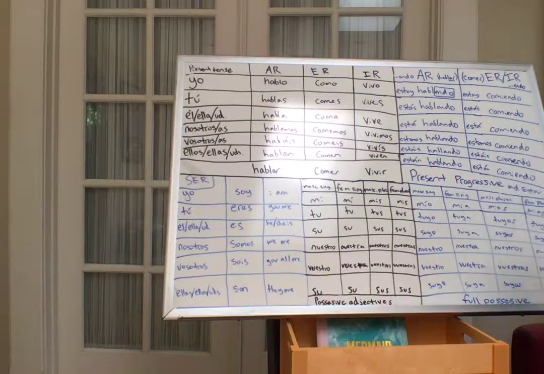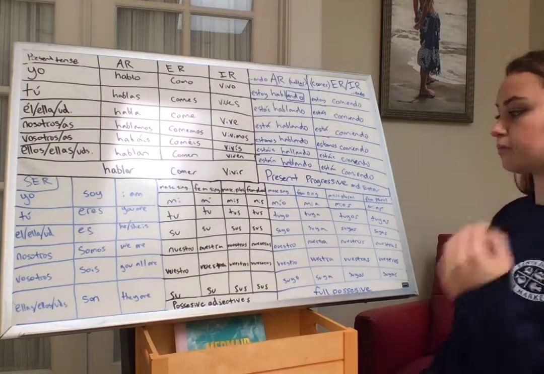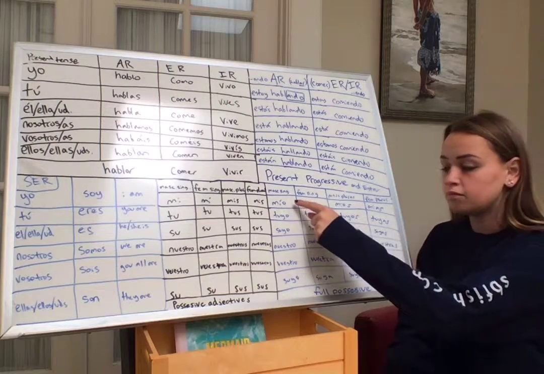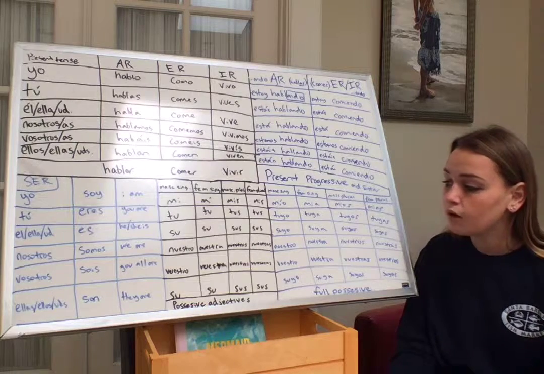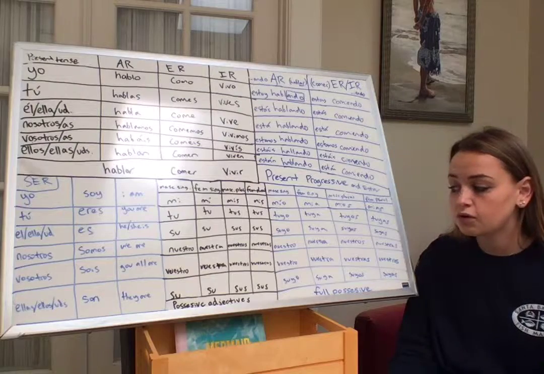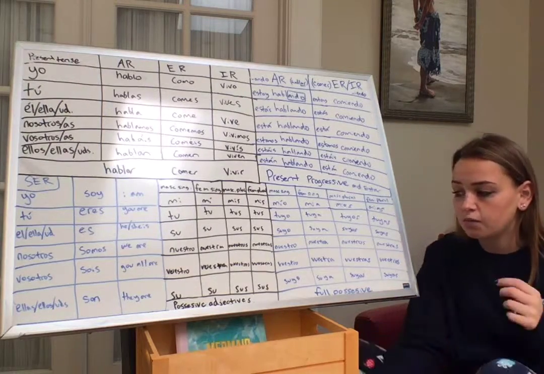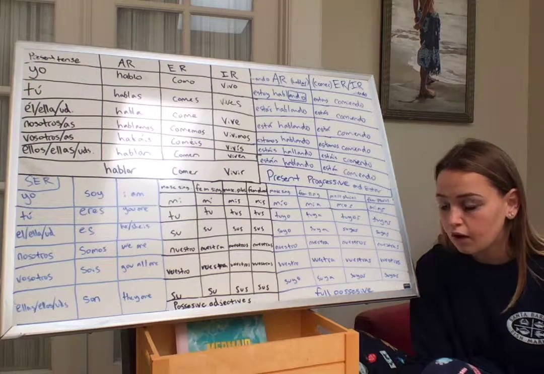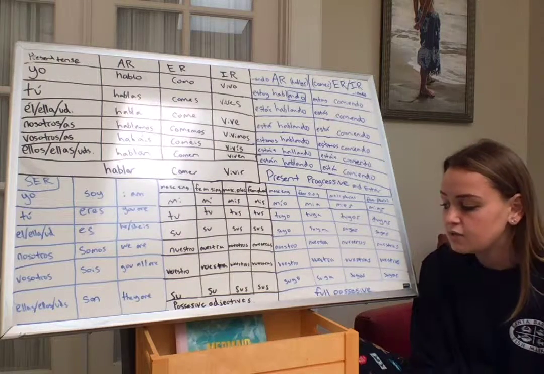Now these are the full possessive. Yo, mío for masculine singular. Tú, tuyo. Él, ella, usted, suyo. Nosotros, nuestro. Vosotros, vuestro. Ellos, ellas, ustedes, suyo.